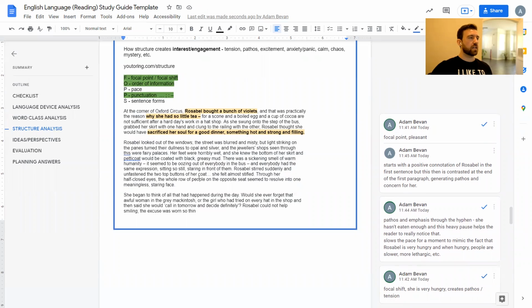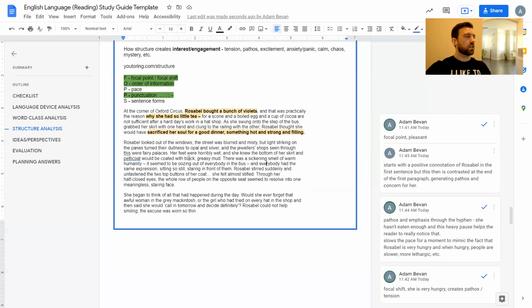So Rosabelle looked out of the windows. The street was blurred and misty, but light striking on the panes turned their dullness to opal and silver. And the jewelers' shops seen through this were fairy palaces. Her feet were horribly wet, and she knew the bottom of her skirt and petticoat would be coated with black, greasy mud. There was a sickening smell of warm humanity. It seemed to be oozing out of everybody in the bus, and everybody had the same expression, sitting so still, staring in front of them.